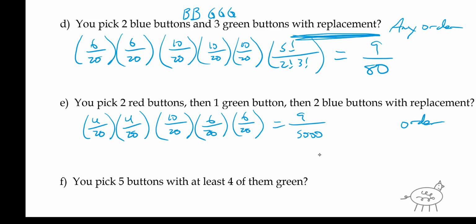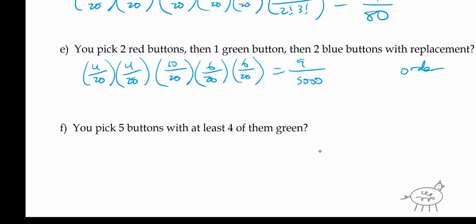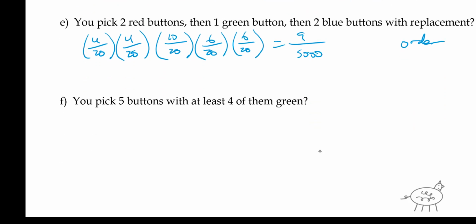And last one. You pick 5 buttons with at least 4 of them green. I'll tell you, man, do not forget this one. So in other words, it's going to be green, green, green, green, and other, again any order. For the other, I'm going to put an O. And the other case is green, green, green, green, green. So 5 greens.